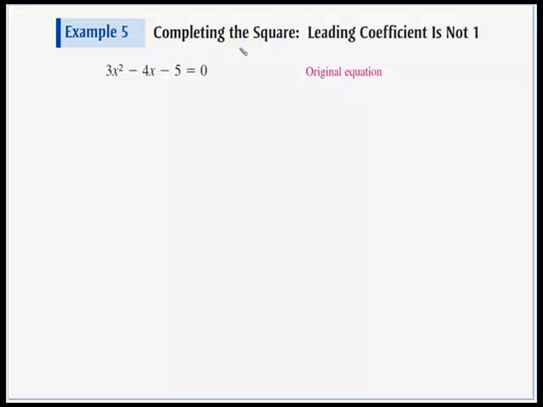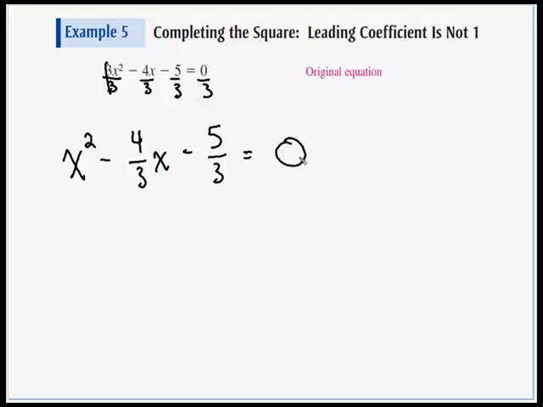All right, now example 5. Again, we're completing the square, leading coefficient not 1. But you're going to see we're going to get into a little bit more fraction action here. So we want to get that leading coefficient to be a 1. We're going to divide everything by 3. So those are going to cancel, and we're going to have our x squared minus 4/3 x minus 5/3 equal to 0.